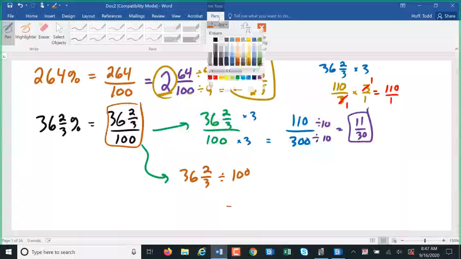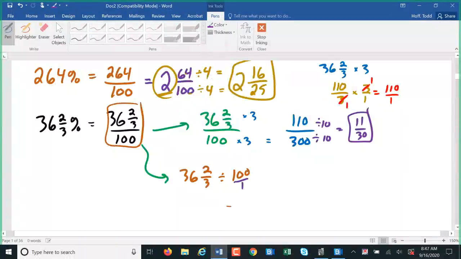Now, of course, we have to make that 100 into a fraction by doing 100 over 1. 36 2/3 has to be turned into an improper fraction. Well, we already did that. 36 times 3 is 108, plus 2 is 110, 110 thirds. And then instead of dividing by 100 over 1, we'll multiply by the reciprocal, times 1 over 100. Now we can cross cancel.